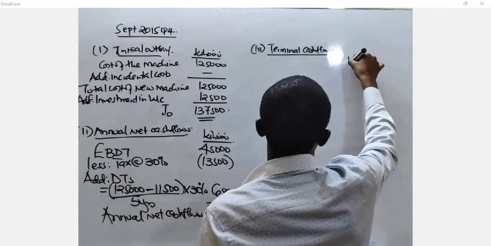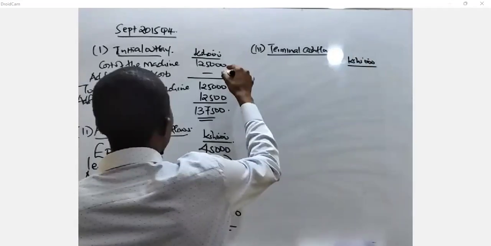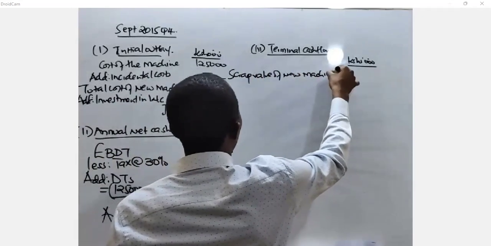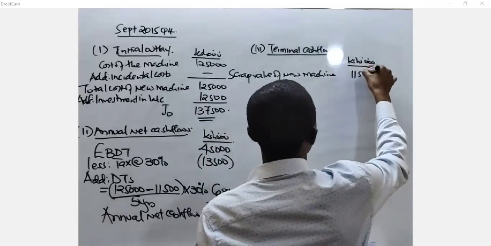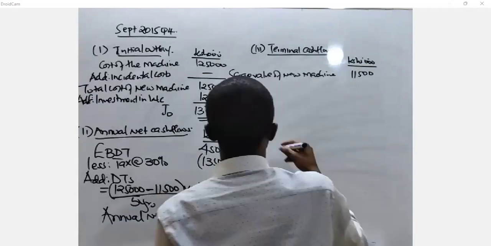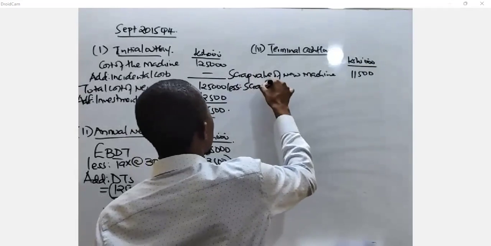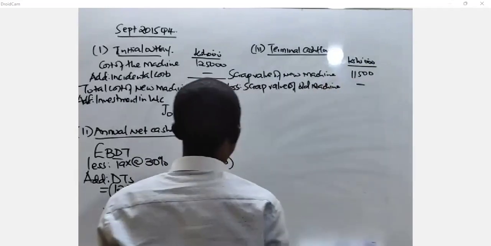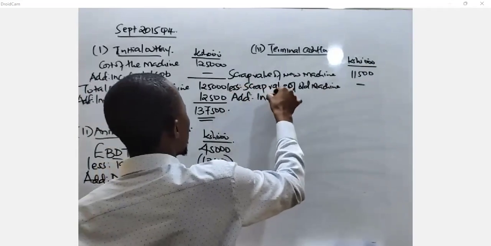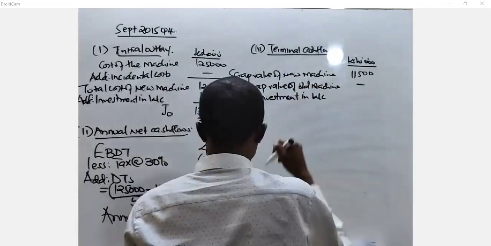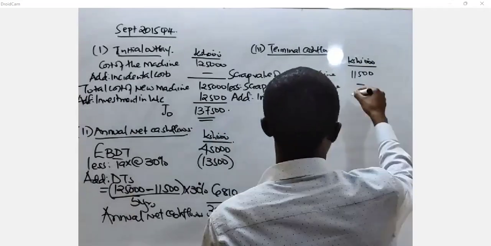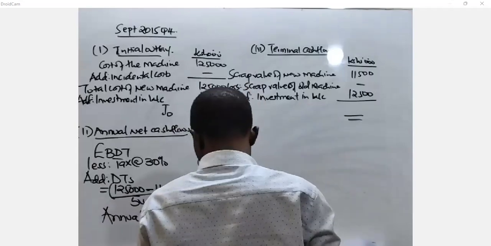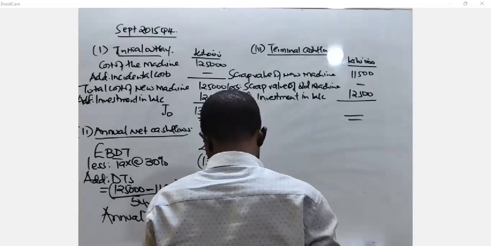The terminal cash flows in thousands of shillings. So let us take the scrap value of the new machine. We were being told that the scrap value of the new machine was around 11,500. Then we less the scrap value of old machine, which is dash. Then we add investment in working capital, which we were being told was 12,500. So the terminal cash flow of yours would be how much? 11,500 plus 12,500, getting around 24,000.